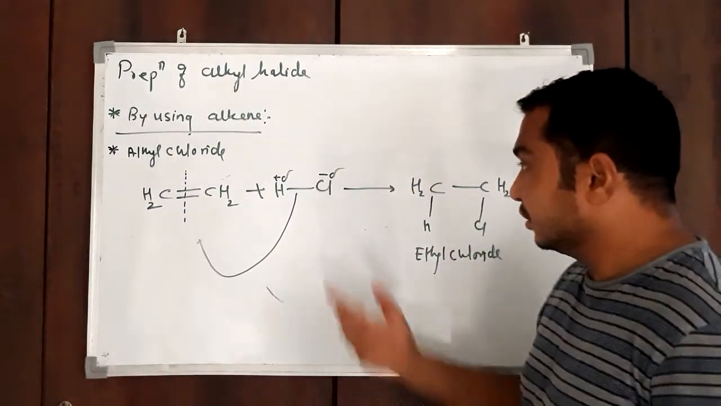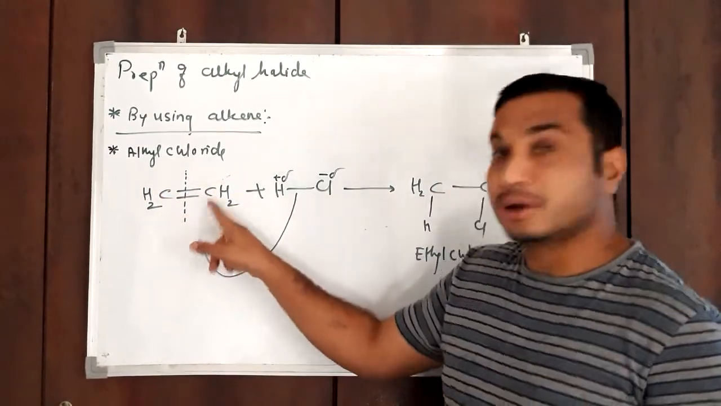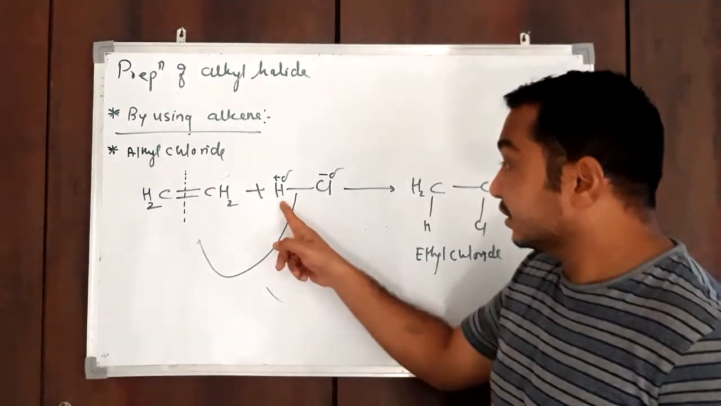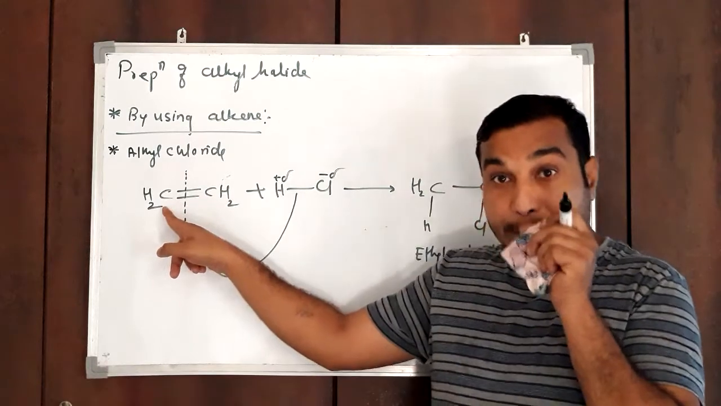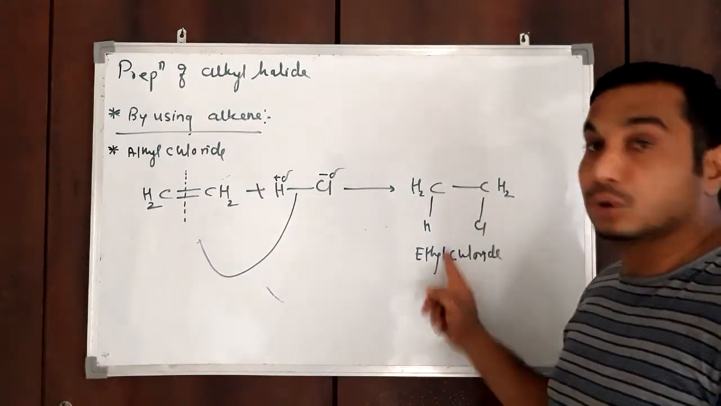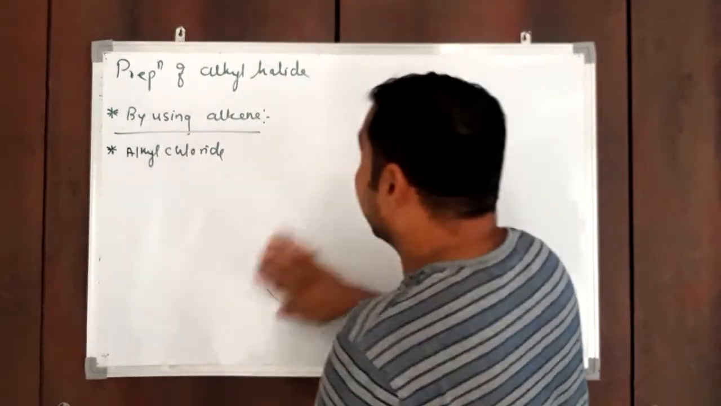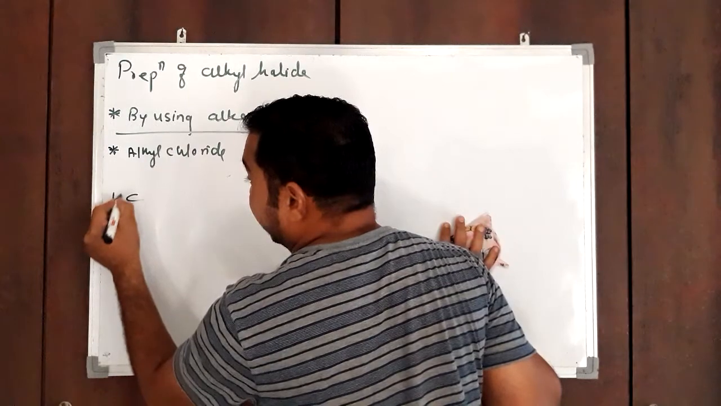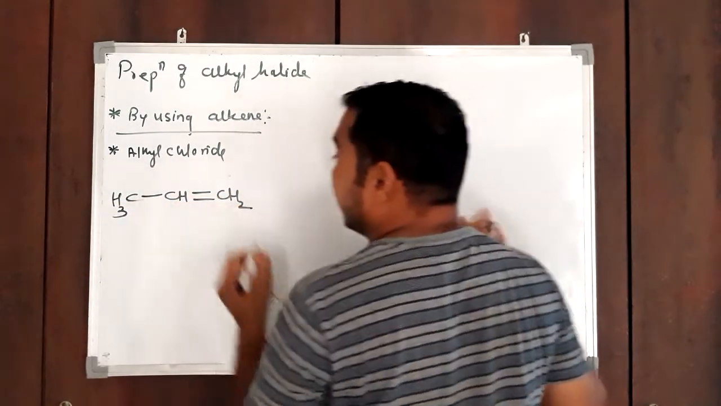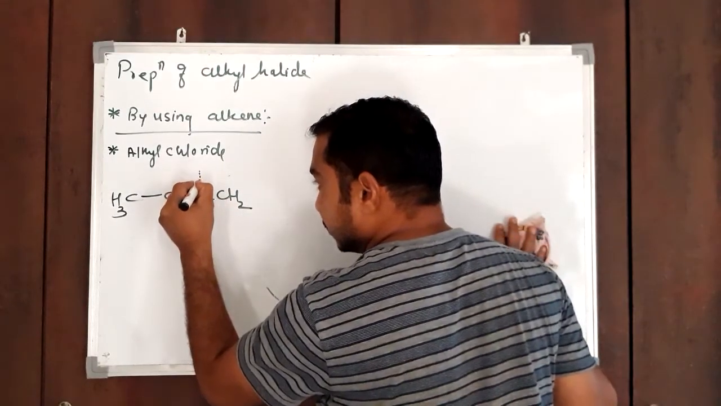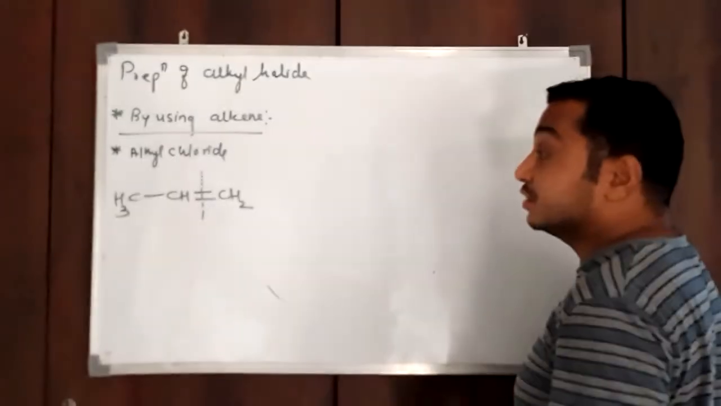In that case, both the carbon atoms of the double bond are identical. Therefore, we can attach hydrogen here and chlorine here, or hydrogen here and chlorine there. Very simple. We get the same product, alkyl chloride. Now, if we start this reaction with an unsymmetrical alkene like this, and if we break this, then this part and this part are not identical. Therefore, it is called unsymmetrical alkene.